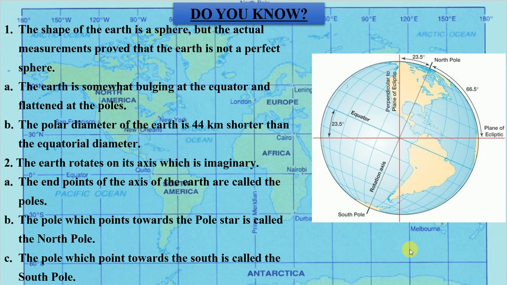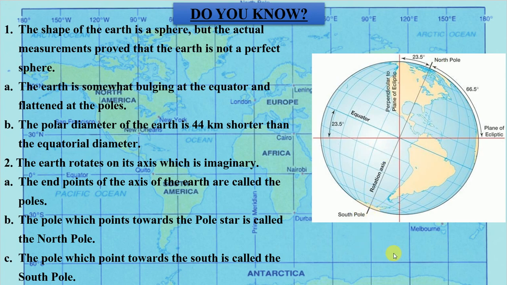The Earth rotates on its axis, and we know that this axis is imaginary. Have we ever seen that axis? No, we have just imagined that there is an axis on which the Earth rotates. The end points of the axis of the Earth are called the poles. As you can see here, the ends of the axis are called poles. There are two poles.